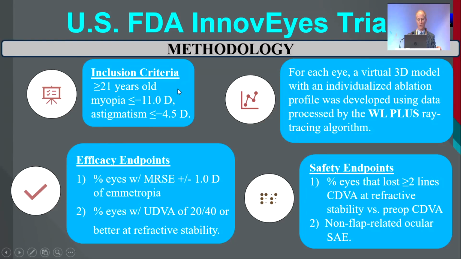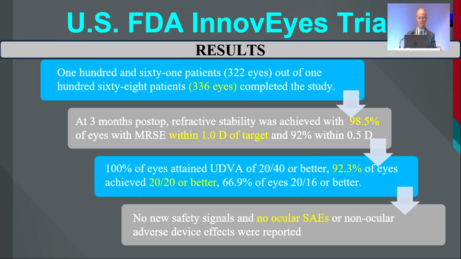As the overall methodology, patients were greater than 21 years old, up to -11 with 4.5 of cylinder. Endpoints were our overall results within ±1 diopter or 20/40 best corrected, as the FDA specifies, and safety endpoints in terms of looking at those that lost 2 or more lines or had flap-related ocular SAEs.